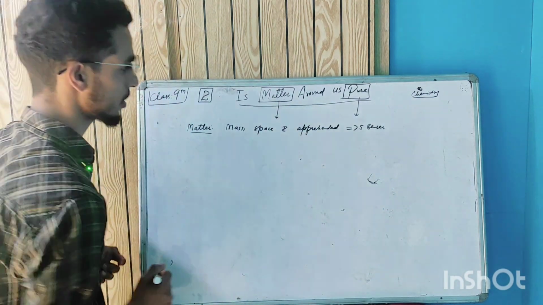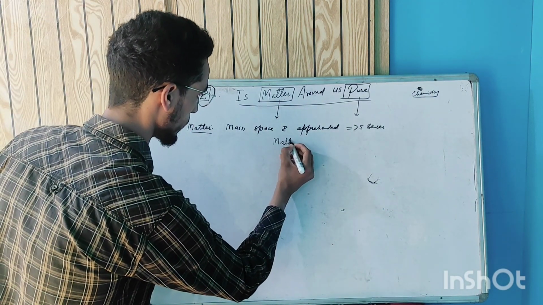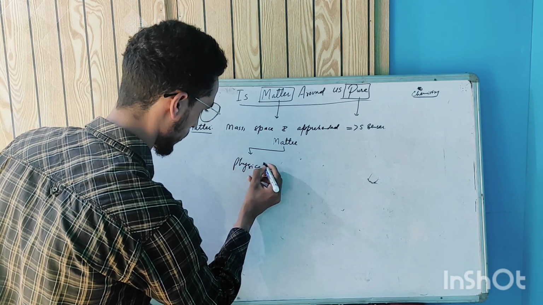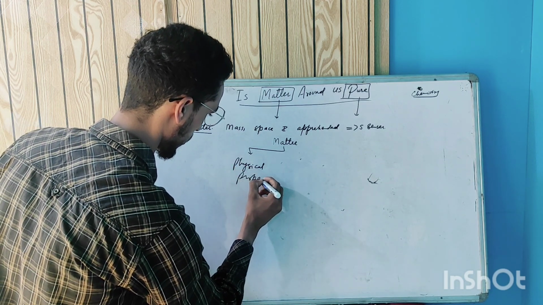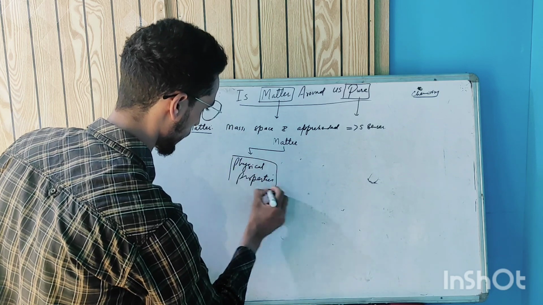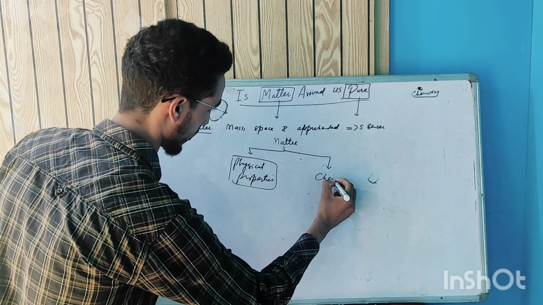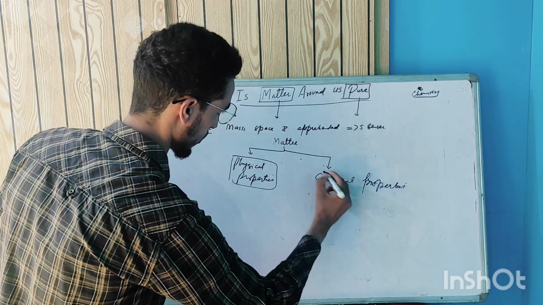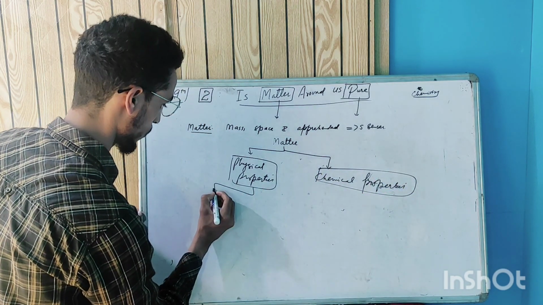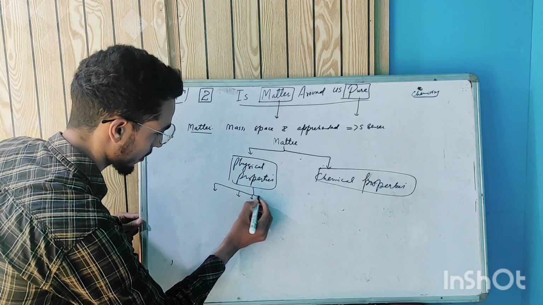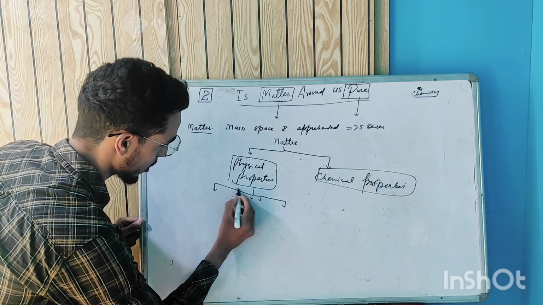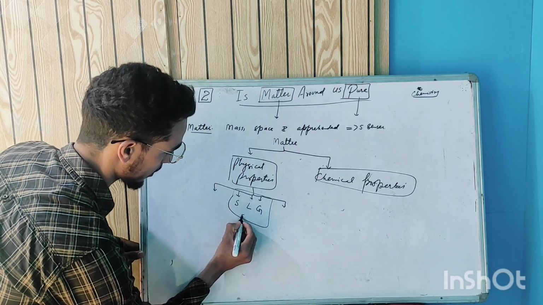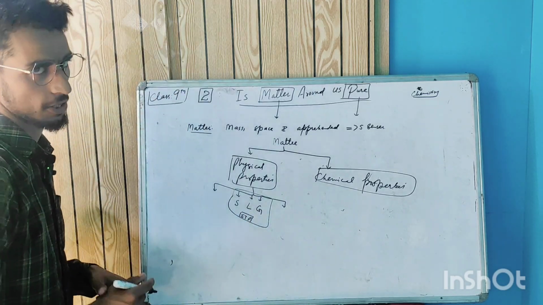Now coming to the classification part, matter is classified based on its physical properties and chemical properties. Based on physical properties, we have five different states. These three are normal states: solid, liquid and gas. These occur at normal temperature and pressure, NTP or STP.